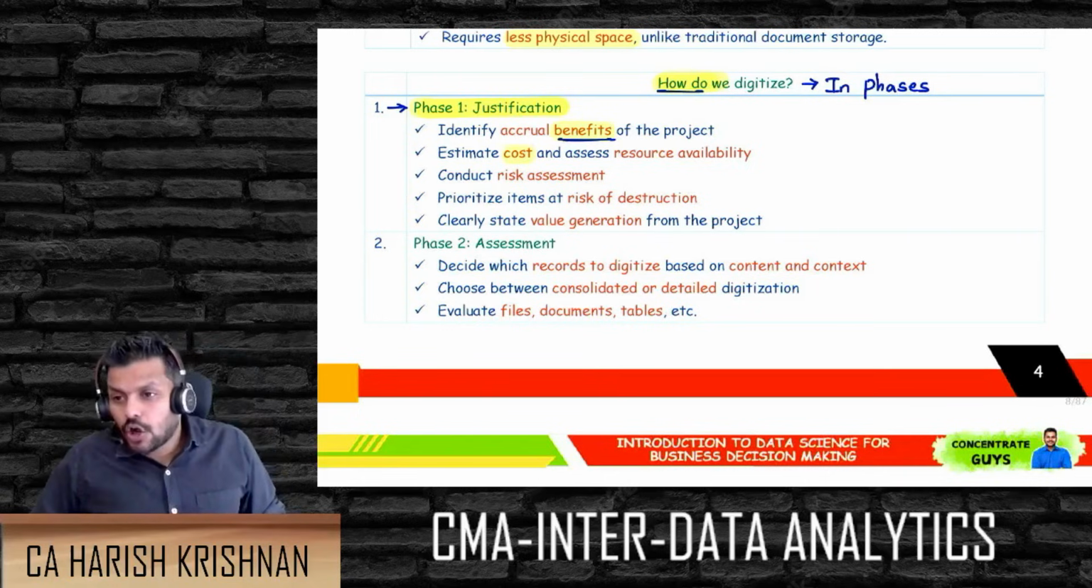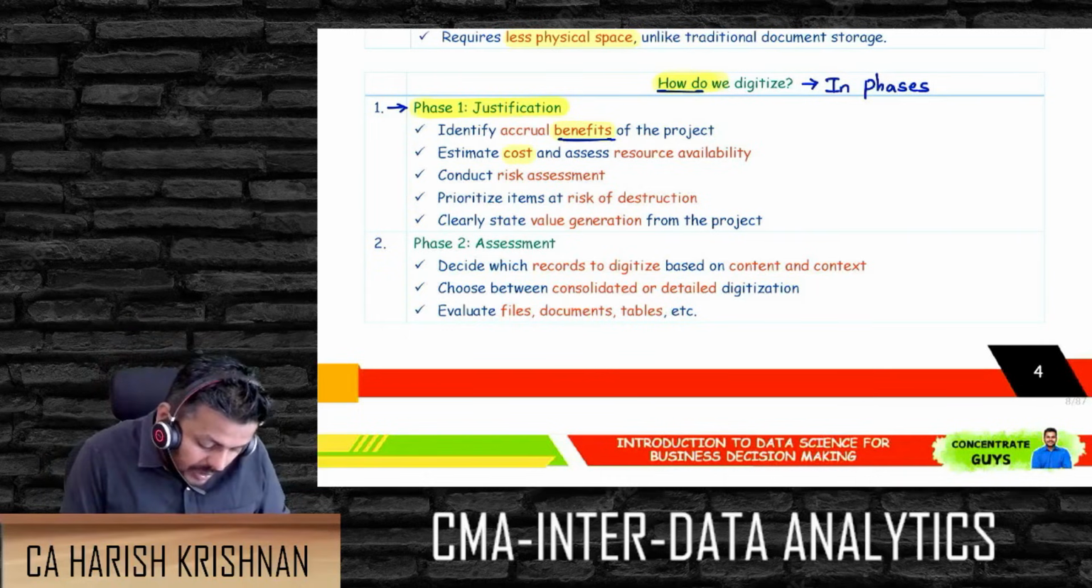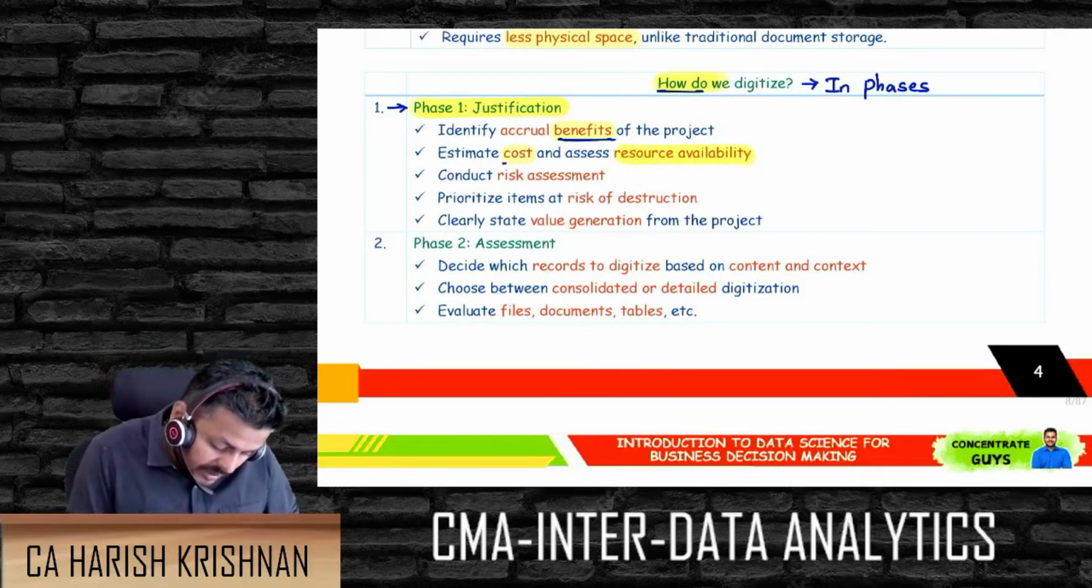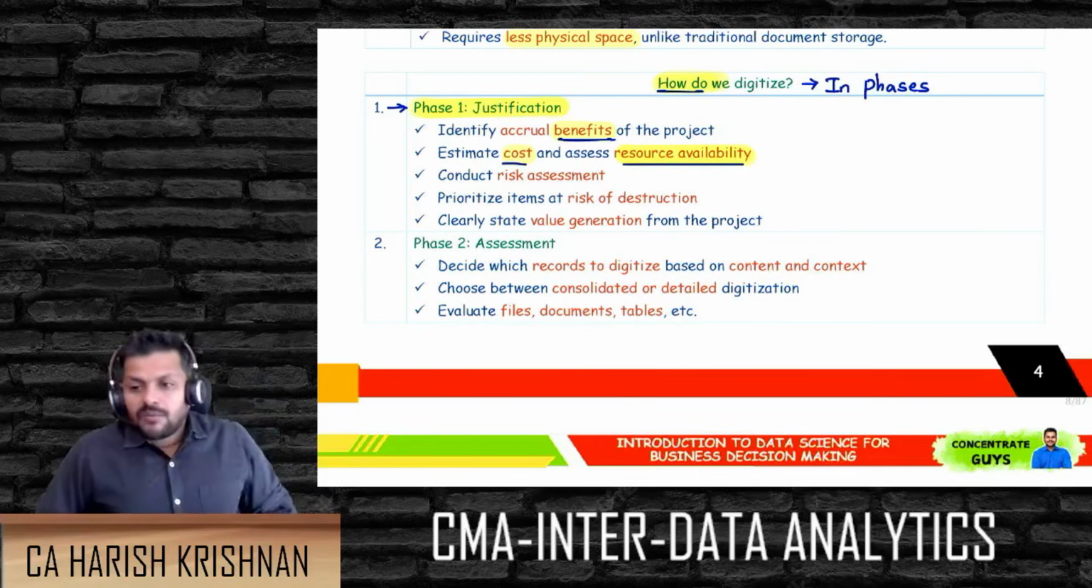Estimate the cost, and also resource availability. Estimate what? Cost and resource availability, where it is and what it is. Estimate the cost and resource availability. Conduct risk assessment. What could possibly go wrong? That is the risk assessment.